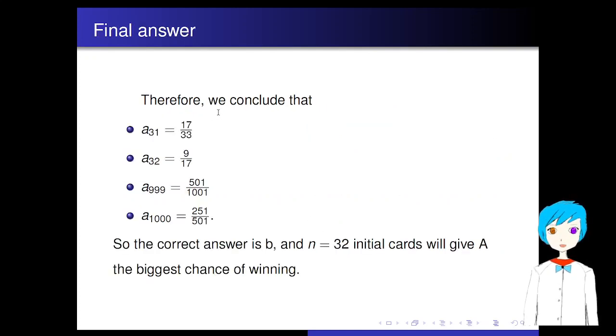Therefore, we conclude that A_31 equals 17 over 33, A_32 equals 9 over 17, A_999 equals 501 over 1001, A_1000 equals 251 over 501. So the correct answer is B, and n equals 32 initial cards will give A the biggest chance of winning.